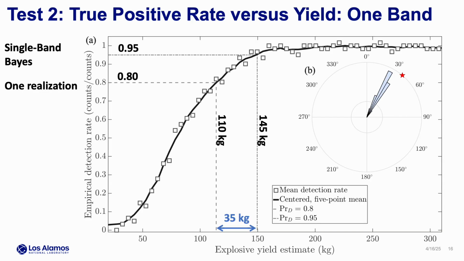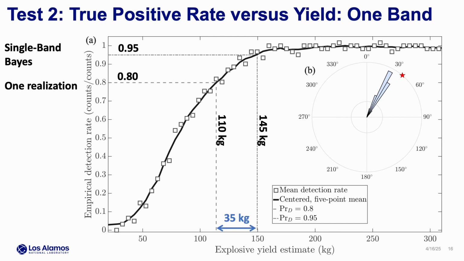We then count the number of true positives that we recall versus the size of the explosion source in kilograms of yield. So here the vertical axis shows the percentage of events that we detect out of 100, and the horizontal axis shows the source size. Markers show raw normalized counts. The curve shows their centered moving average.